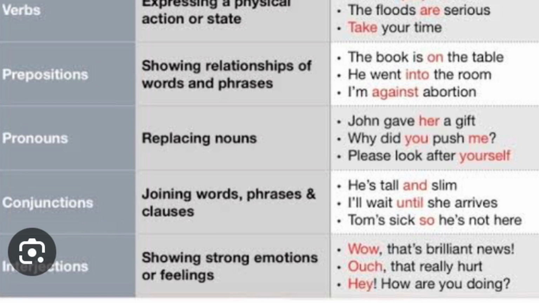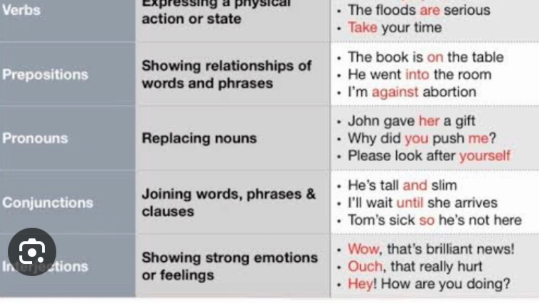In the example, you see, he is tall and slim. There we are joining two words, tall and slim. I'll wait until she arrives. There we have two parts of a sentence, two sentences. We are using the word until to join. Tom is sick, so he is not here. We are using and so he is not. And also is understood there. So and so he is not here. We are using these words, which are known as conjunctions.